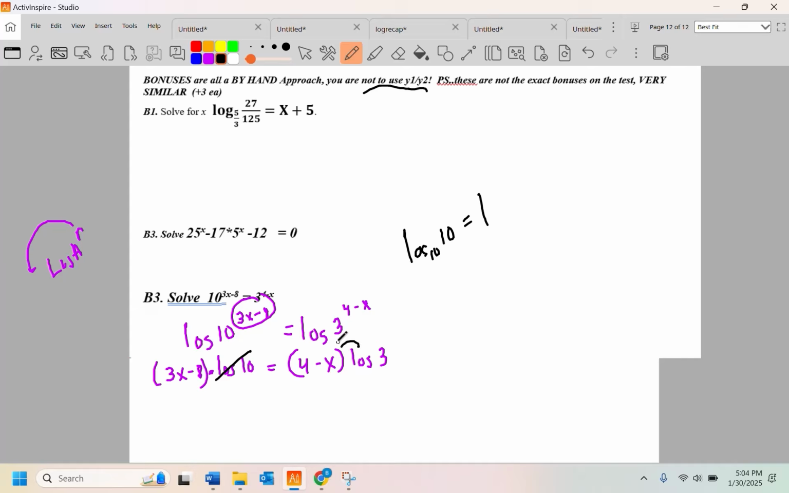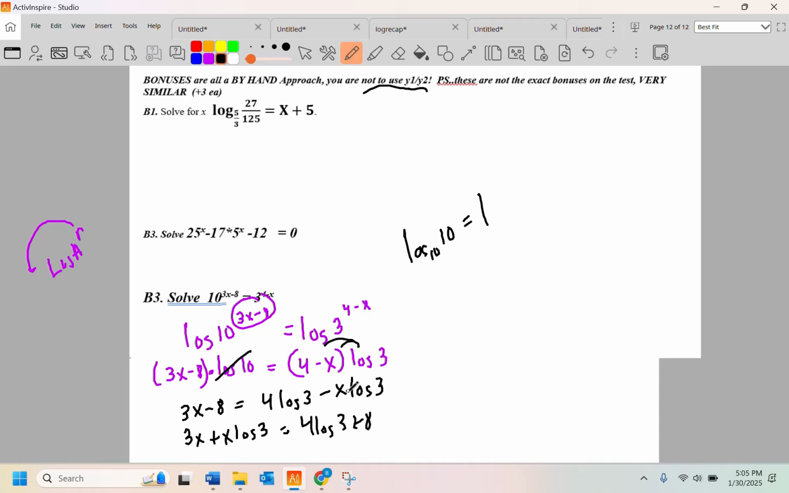The right-hand side is still going to be the distributive property. 3x minus 8 would equal 4 logs of 3 minus x logs of 3. And now we're going to take anything with an x and we're going to shift it left. So 3x is on the left. We're going to say plus x logs of 3 is equal to 4 logs of 3 plus 8. So I know some of you guys haven't quite grasped this, but this is just a number. It's some decimal. So it was x's on the left, numbers on the right, and this was log of 3 times x.